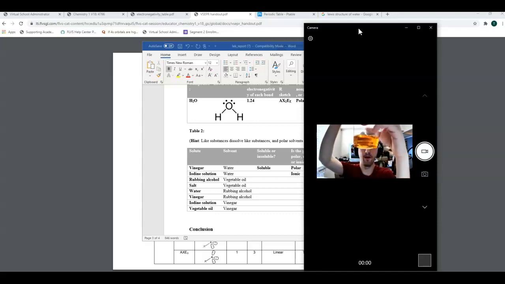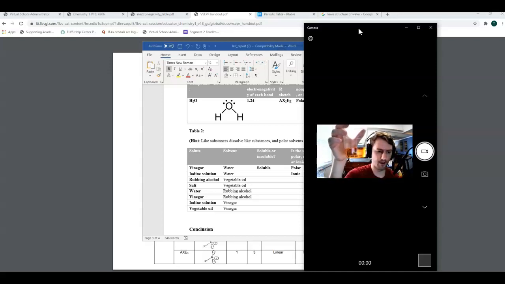It takes a while, but eventually it does dissolve. It is totally dispersed. There's no layer of iodine and layer of water. Ooh, my face looks really weird with the refraction there. But anyway, this does dissolve. It is soluble.